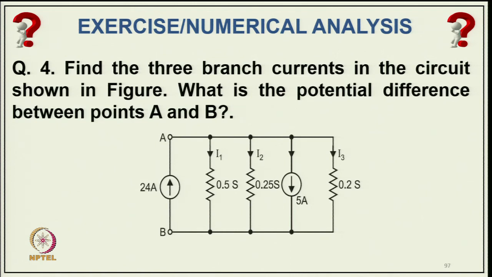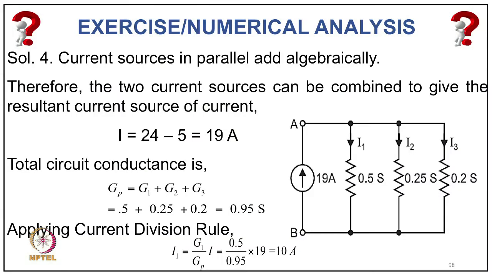Find the 3 branch currents in the circuit shown here. What will be the potential difference between the points A and B in this circuit? So, you have 2 current sources which are working in opposite directions, and you have 3 conductances, having 3 currents I1, I2, I3. So, we can convert it to an equivalent circuit of a single current source, because these two current sources are working in opposite directions.